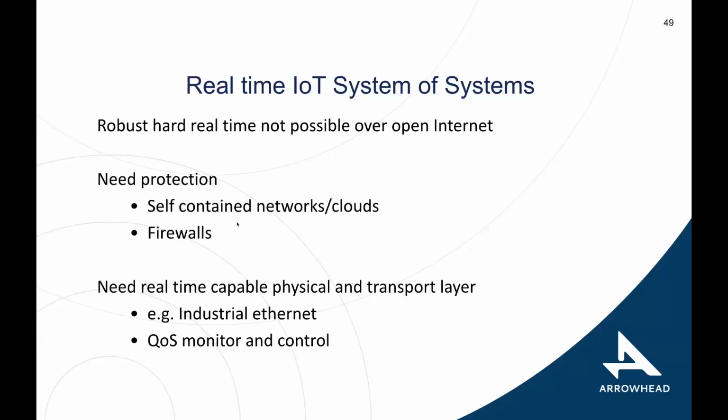So we need protection. We need ways of protecting these control loops, and ways of doing that is self-contained networks, which a SCADA DCS system actually provides. We need firewalls and so on if we're going to run this on ICT technology. And we also need real-time capable physical and transport layers like industrial internet, but we also need quality of service monitoring and possibilities to control and tune the operation of the network as such.